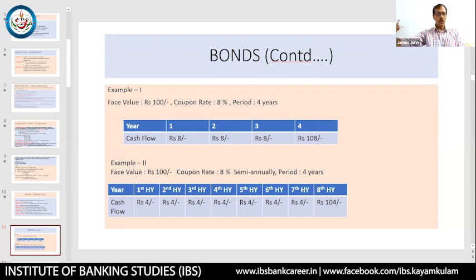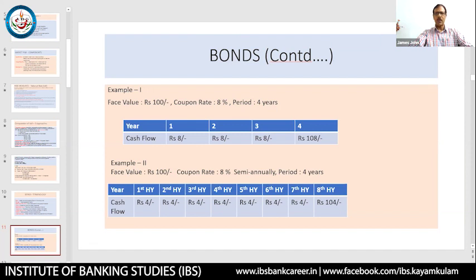So what you have to do? You have to divide the rate by 2 if it is half yearly, because we have learned in interest calculation, no? If it is semi-annually or half yearly, divide the rate by 2. So instead of 8%, it becomes 4%. So first half year, on completion of 6 months, the company pays 4 rupees.